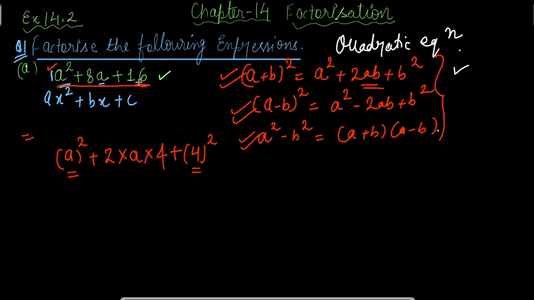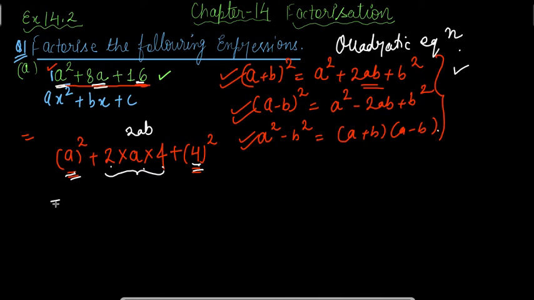So here I have a perfect square number. I have written 16 as 4 square. The first term a square can be written as a whole square, and the middle term, which is 8a, should be equal to 2ab. What is 2? It is a constant. What is my a here? This a. What is my b here? This 4. So 2 into a into 4 gives me 8a.